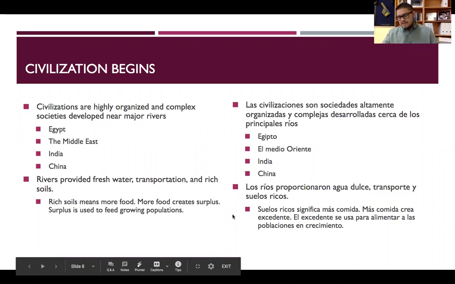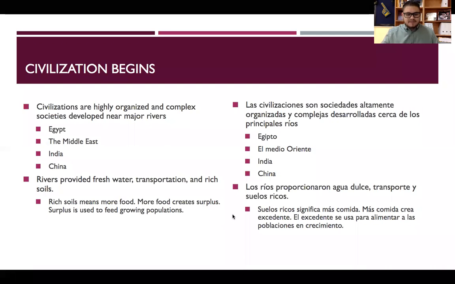Now, civilization begins, right? So when you think of a civilization, you think of Western civilization, you think of empires, you think of kingdoms, right? That's all going to start forming very rapidly. When people start farming, people are going to get grouped together. The population is going to grow. And eventually, you're going to have very complex civilizations.